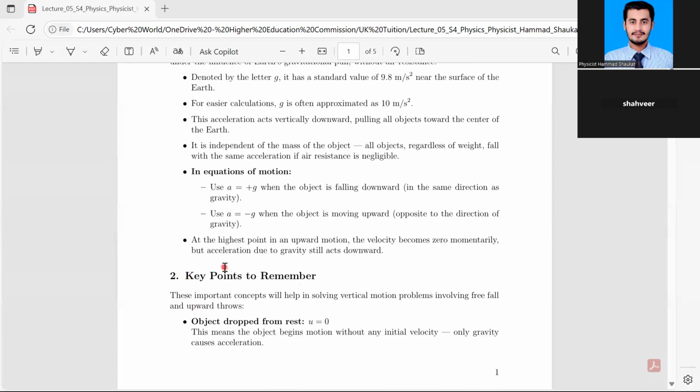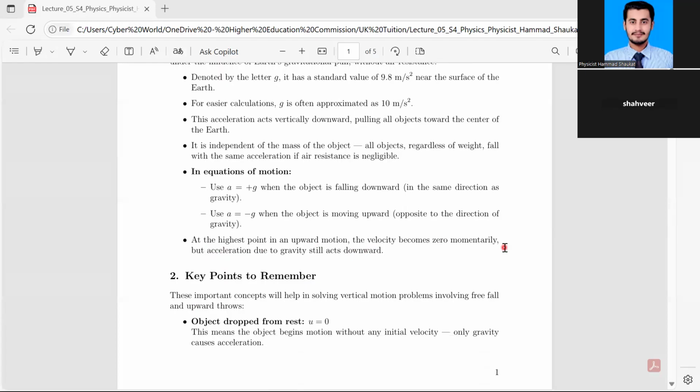And you also know that at the highest point in an upward motion, the velocity becomes zero. Just suppose that you throw a ball upward. The ball must reach a maximum point, right? At the maximum point, what is the velocity of the ball? Can you tell me?